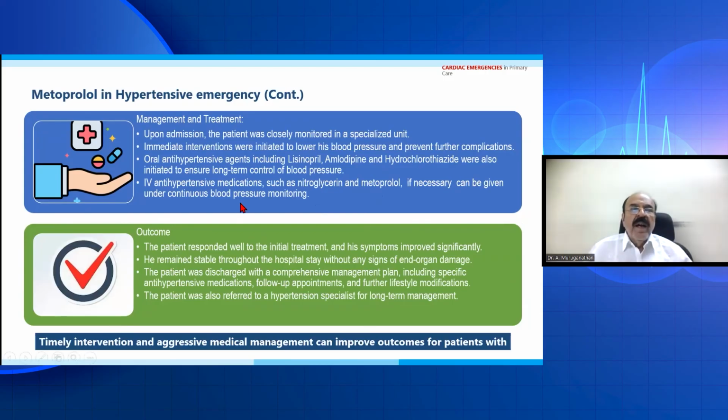How do you treat? Upon admission, the patient was closely monitored. Oral antihypertensive drugs, including lisinopril, amlodipine, and hydrochlorothiazide, were also initiated. Normally, in a hypertensive urgency, we try oral drugs only. And sometimes, because a hypertensive urgency patient may also go on to emergency, there we give antihypertensive medications like nitroglycerin and metoprolol, under continuous blood pressure monitoring. Once you give this, the patient's outcome will be better.